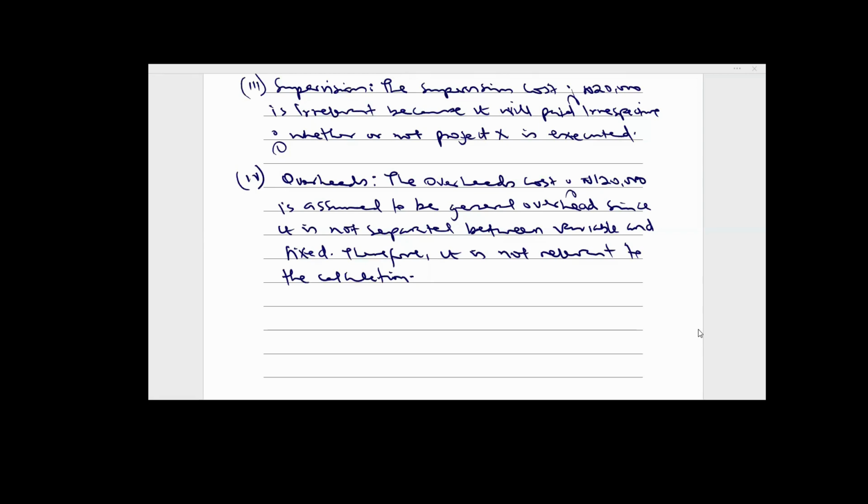Number 6. The project will need the utilization of machinery that will have no other use of the company after the project has finished. The machinery will have to be purchased at a cost of 100,000 naira and then disposed of for 52,500 at the end of the project. So how do we treat that information? Yes, how do we treat that information?